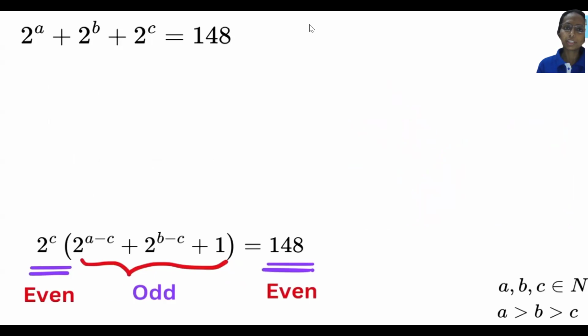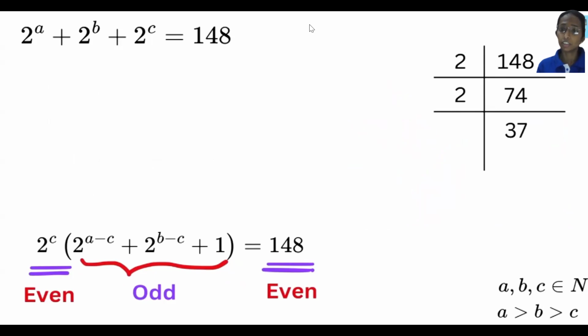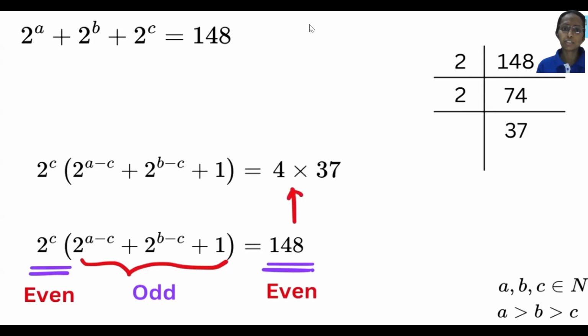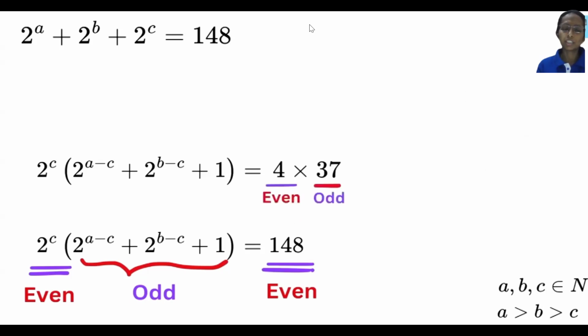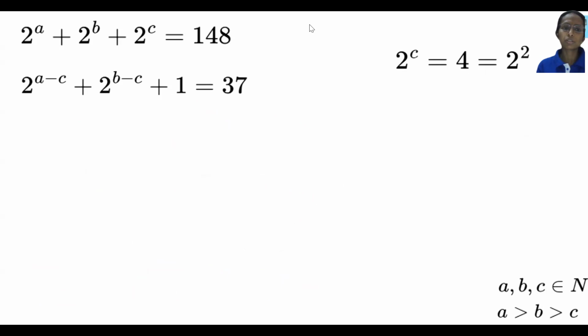So what we can do over here is we can now factorize the 148 into even and odd factors. So 148, when divided by 2, is 74. Again, when it's divided by 2, we are having 37. Now the 37 part is an odd number. So we can write 148 as 4 into 37. Now 4 is even, 37 is odd. So 2 to the power c is even, which is equal to 4, and the second bracket is odd, so this is equal to 37.